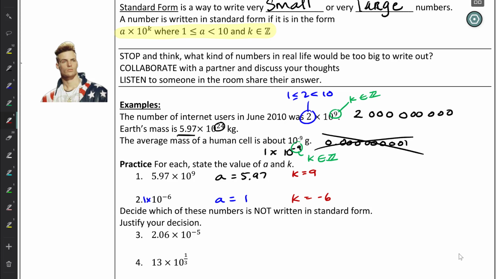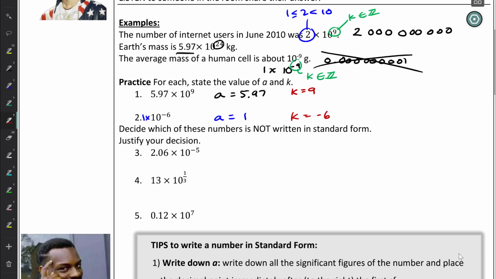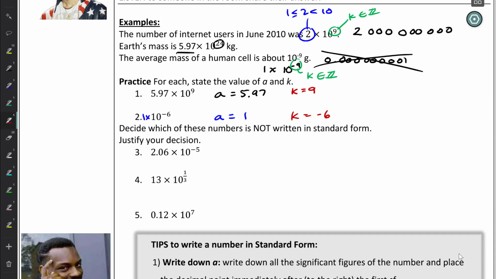Now, we want to decide which of these numbers is written in standard form or not, and justify your decision. Look at the first one, 2.06 times 10 to the negative 5. The a is 2.06. Is that between 1 and 10? Yes, it is. What about k? Is k an integer? Yes, negative 5 is an integer. So we would say that 1 is indeed less than 2.06, which is less than 10, so that's satisfied. And k is equal to negative 5, which belongs to the integer set. And that's how we justify that, yes, this is in standard form.